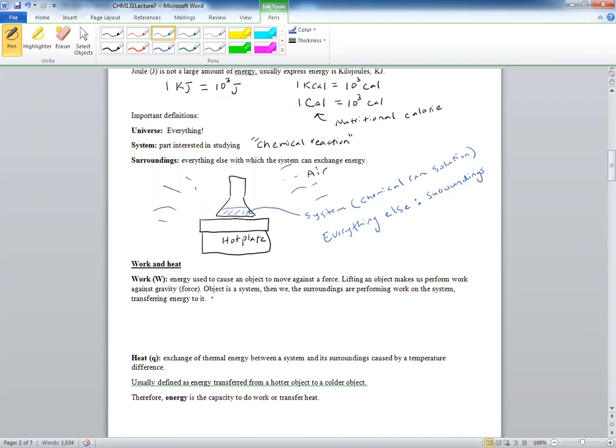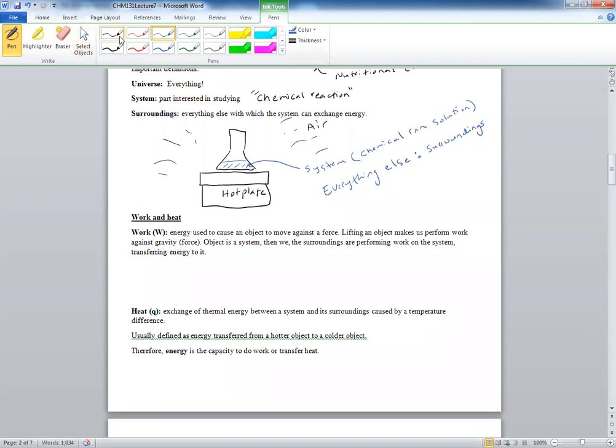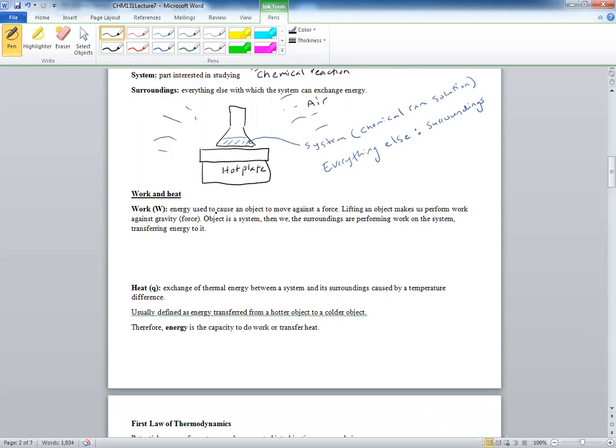So now let's move on to work and heat. A few things about work and heat. We will mainly focus on heat, but just a very simple thing to talk about in terms of work. So work is energy used to cause an object to move against a force. As simple as lifting a book. So you have a book here. If you lift this book against the force of gravity, this is, let's say, the floor, well, you are doing work on the system.